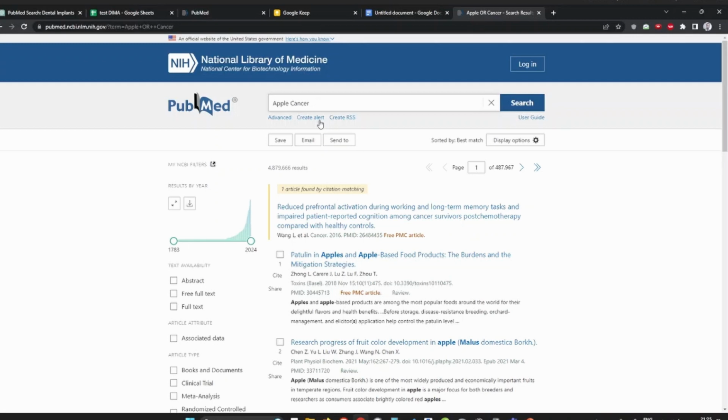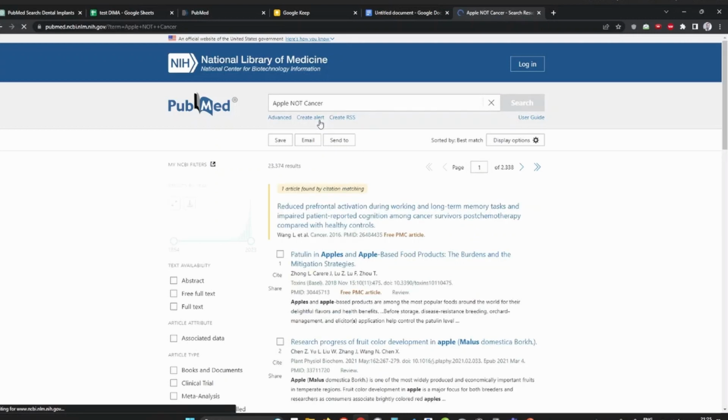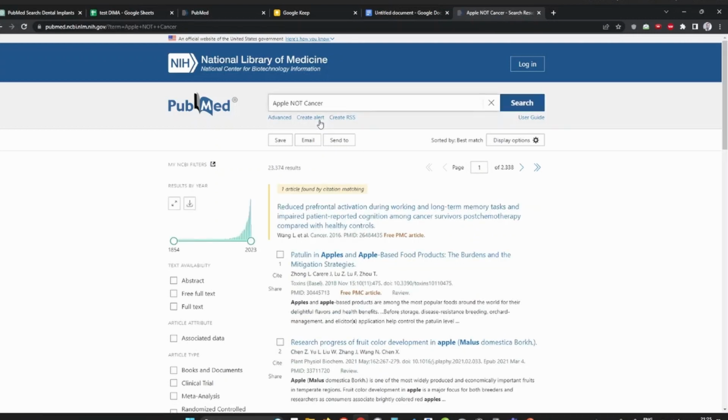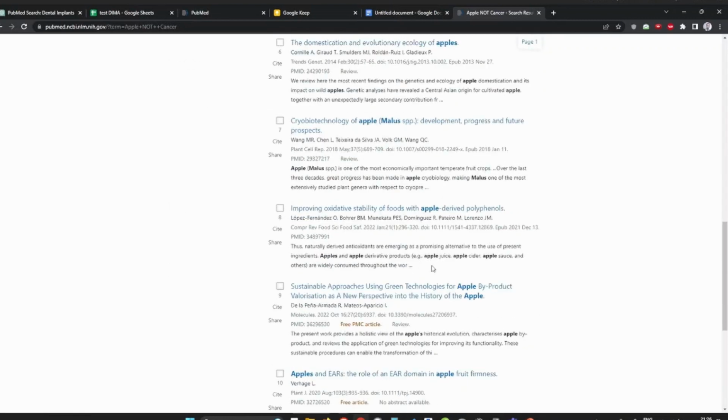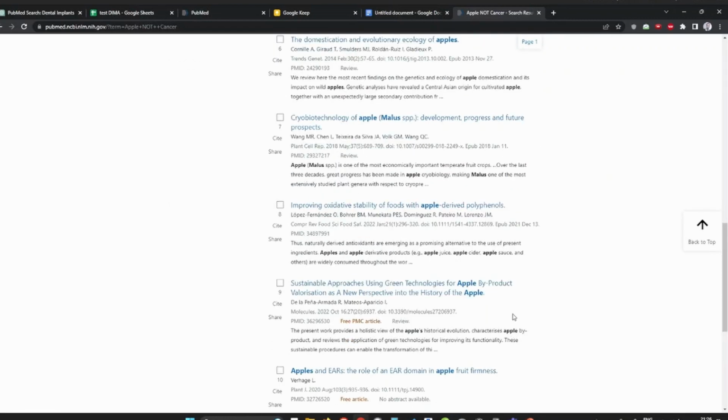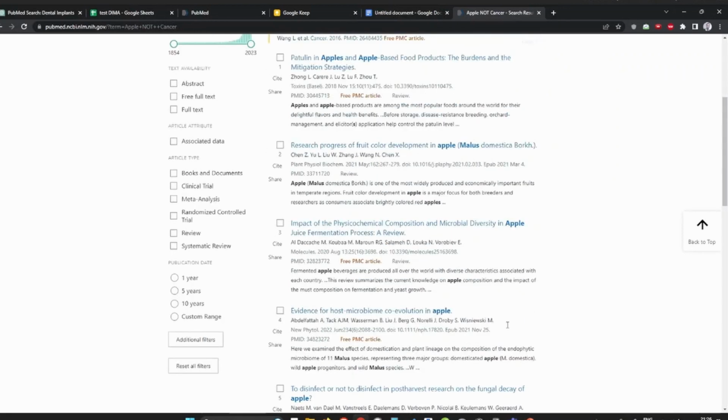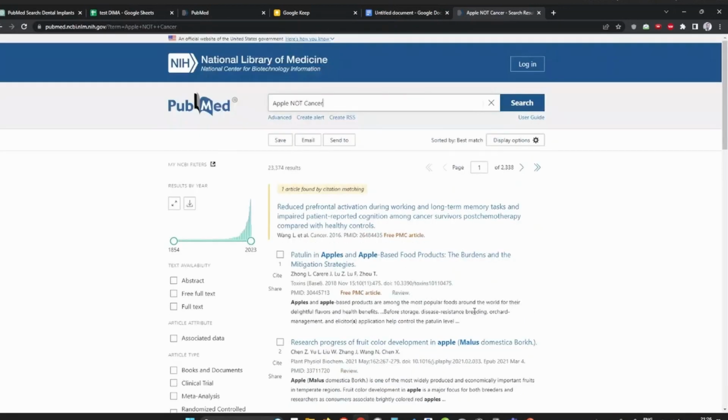Or I will use NOT, which is another Boolean function. NOT makes sure I get those papers which have apple in there and not the word cancer. If you go through, all I'm seeing is apple; I'm not seeing anything related to cancer. So I have directly put in that I need the word apple in the research paper, and I don't need the word cancer.